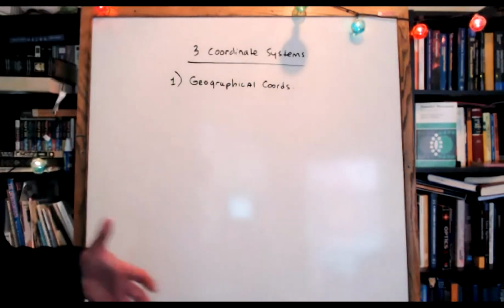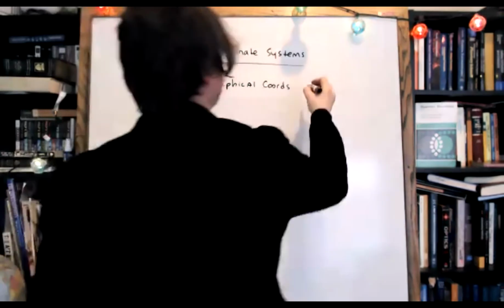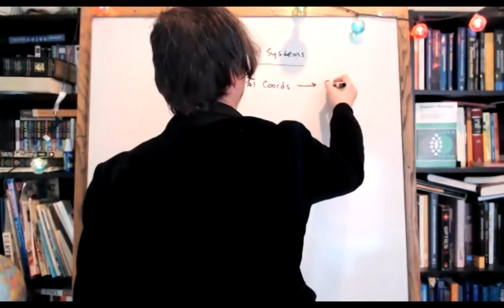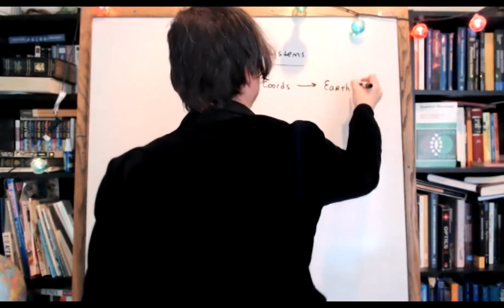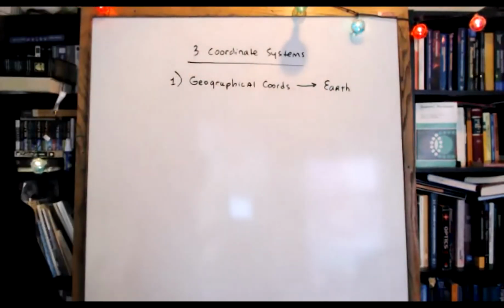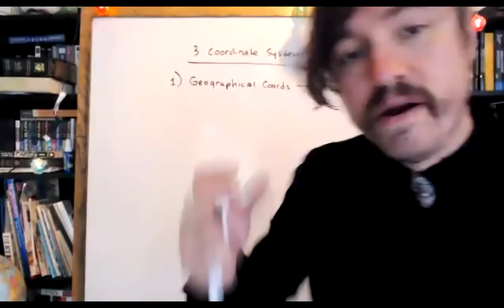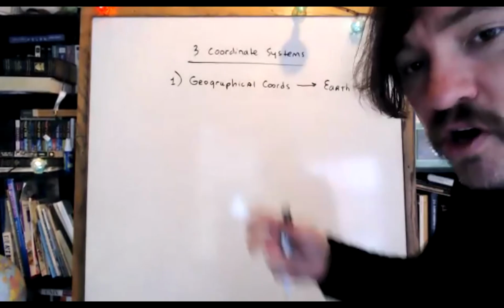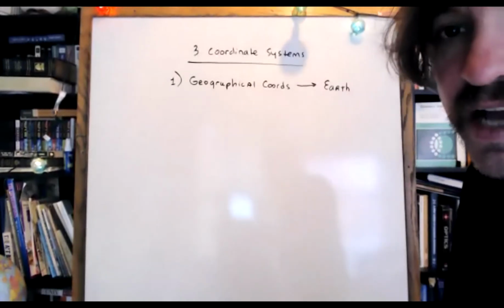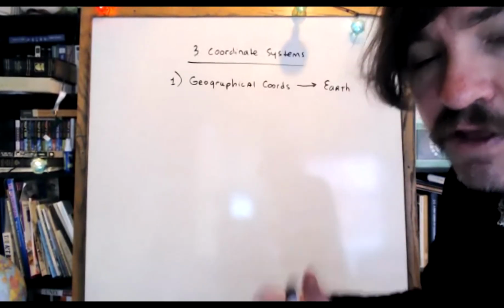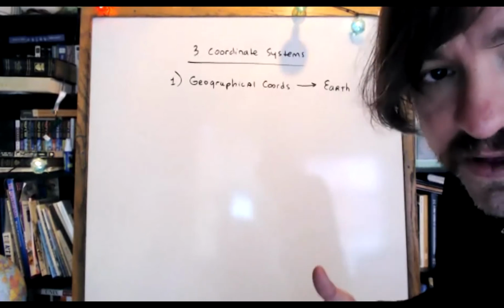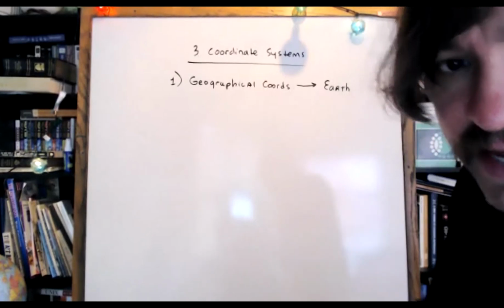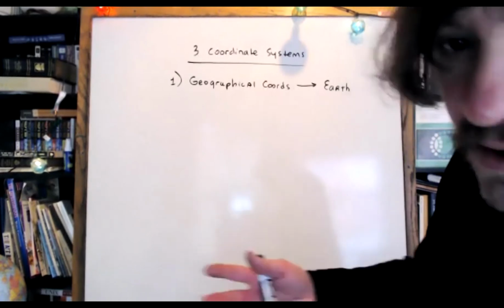Geographical coordinates, which are latitude and longitude, tell you where you are on Earth. And as you've already kind of gotten a hint at, where you are on Earth will determine what stars you can see in your sky. If you're on the North Pole, you can see Polaris over your head. If you're on the South Pole, you can't see Polaris at all.